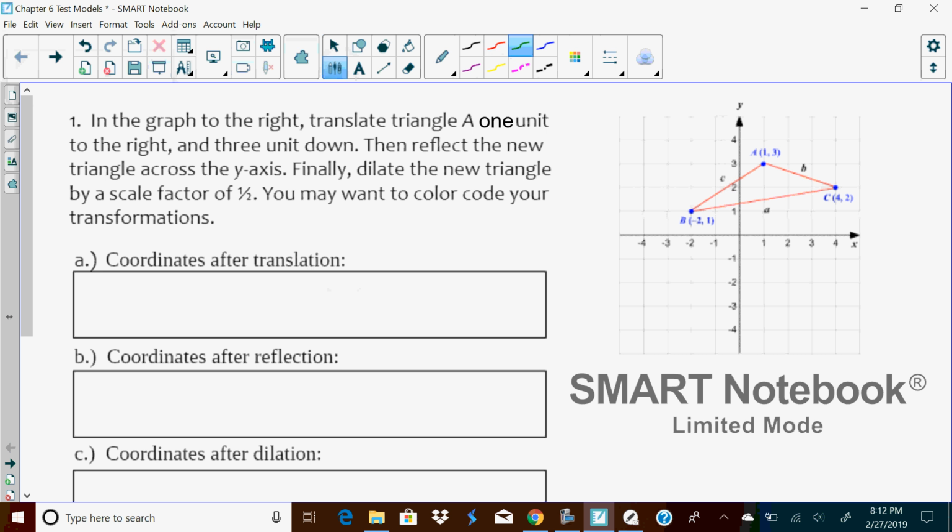So it says in the graph to the right, translate triangle A 1 unit to the right and 3 units down. Then reflect the new triangle across the y-axis. Finally, dilate the new triangle by a scale factor of 1/2. You may want to color code your transformations. So the first one, I'm going to do 1 unit to the right and 3 down.